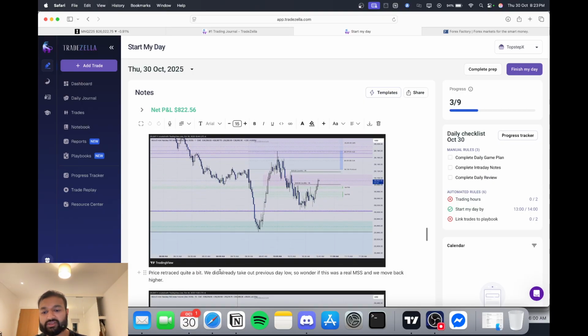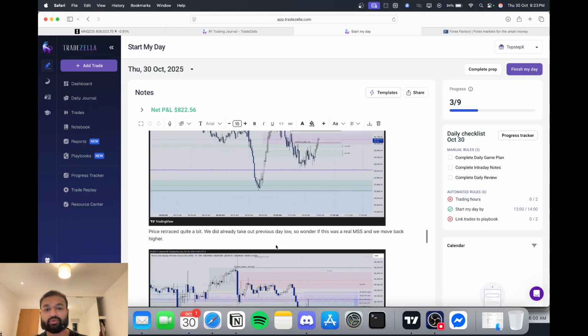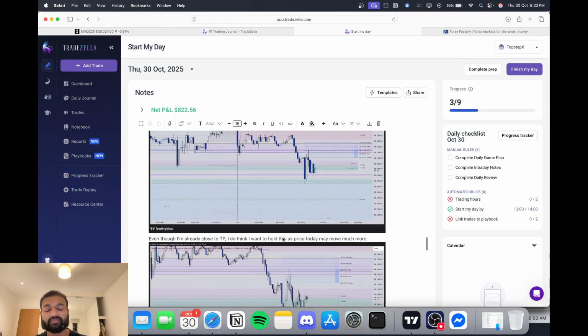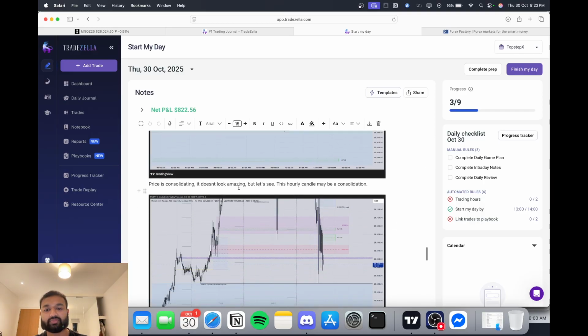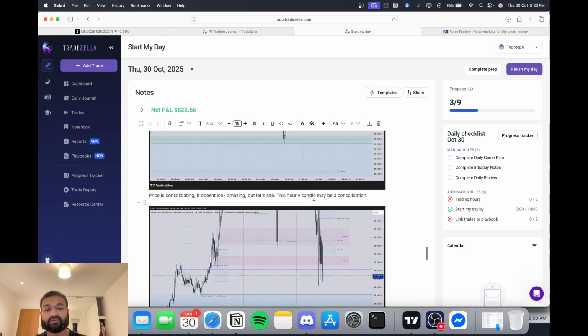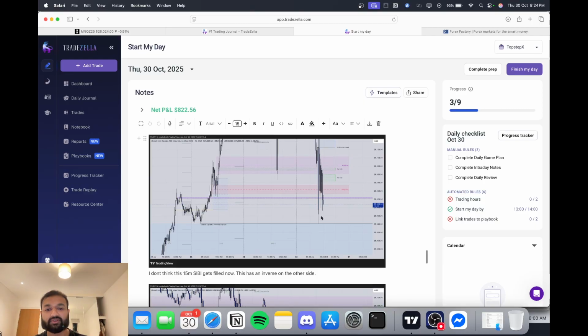Then it started reversing. So I wonder if this was a real market structure shift, or we move back, and do we move back higher? We didn't, again, we dropped back lower. Price consolidation. This hourly candle may be a consolidation. I don't think the 15-minute CB gets filled now.